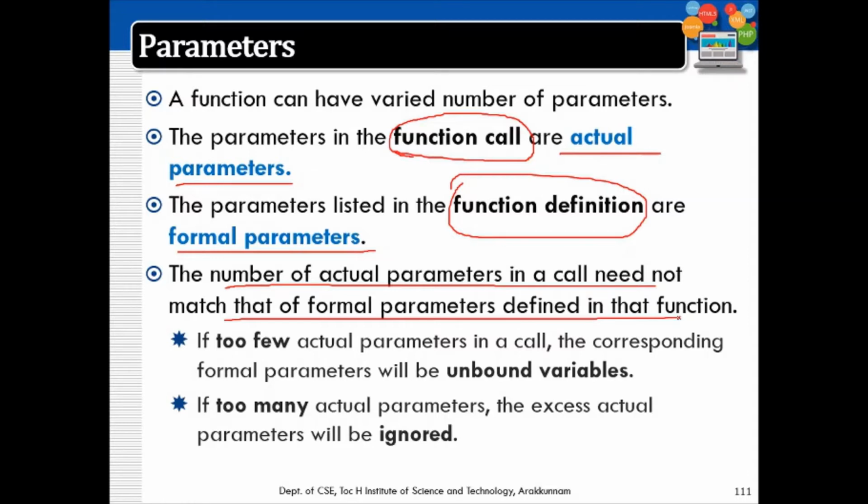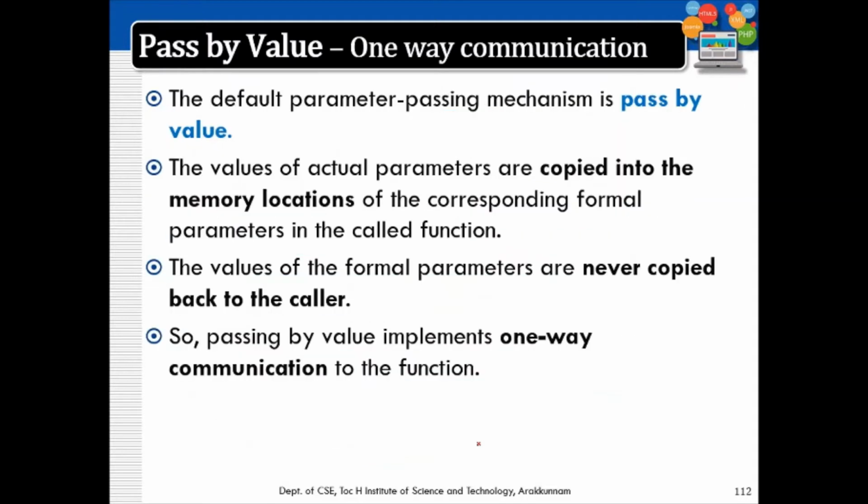In this case, PHP is a runtime interpreted language, and there is no requirement that the number of actual parameters match the formal parameters. If the actual parameters are fewer than the number of parameters declared in the function, then the remaining variables will be unbound variables. Of course, the result will not be as you expected, but it will not be an error at all. If there are more parameters in the function call than in the function definition, then the excess parameters will be ignored. We will see an example.